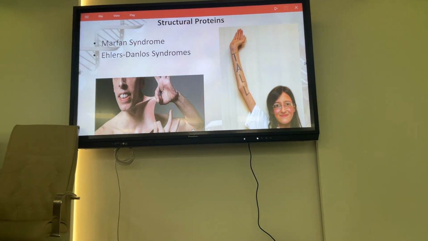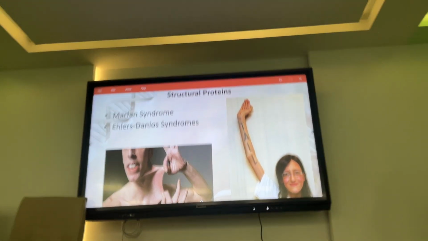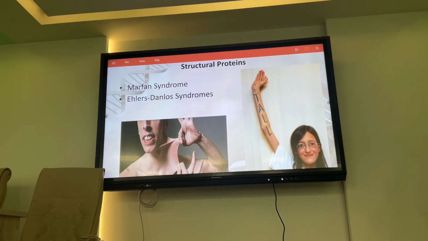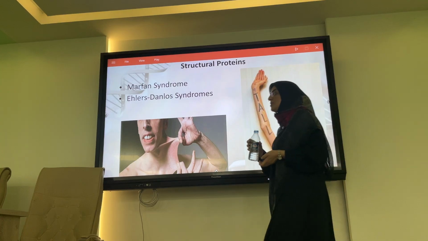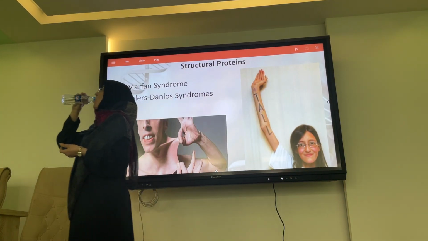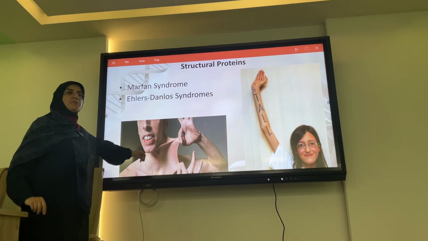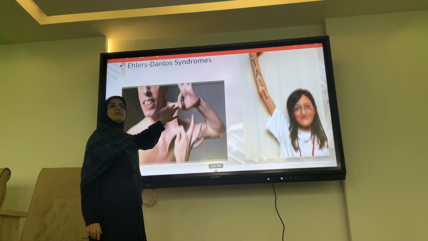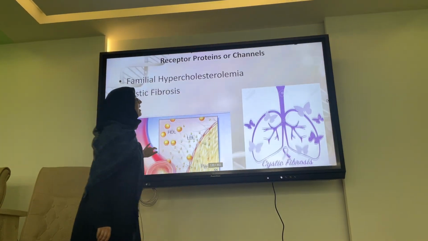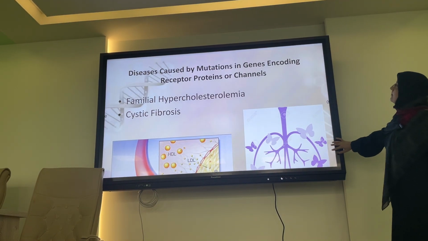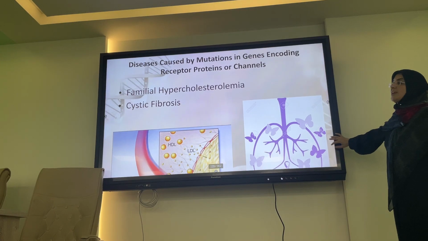Factor, fibrillin, in Marfan. And what about in Ehlers-Danlos syndrome? In Ehlers-Danlos syndrome, they have too flexible skin.